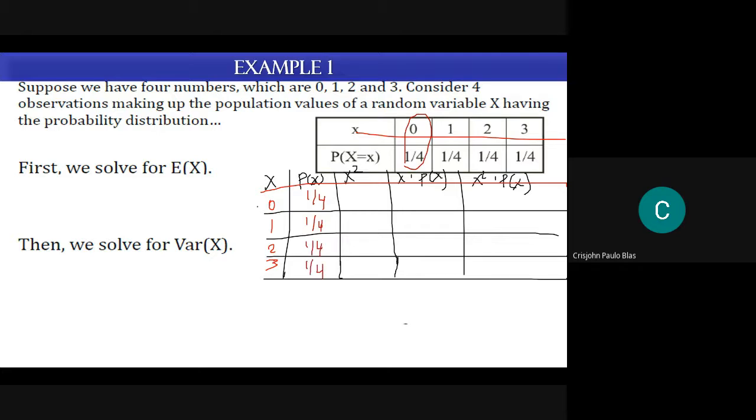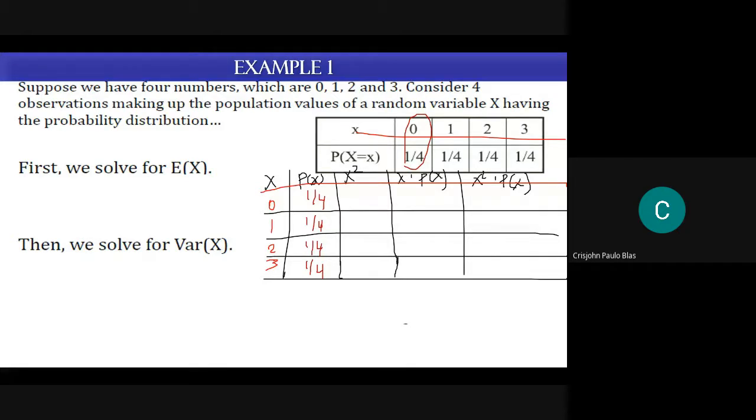And after that, the X squared. Anyone, square the X. All of the X. Babawi ka, di ba? Okay, bawi na. What is the square of 0, the square of 1, the square of 2, the square of 3? Ayan. Easy lang yan. Kaya yan ni Christine.